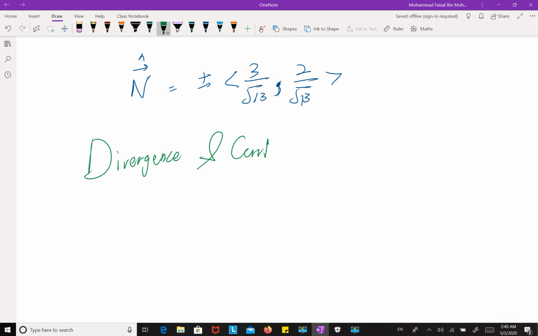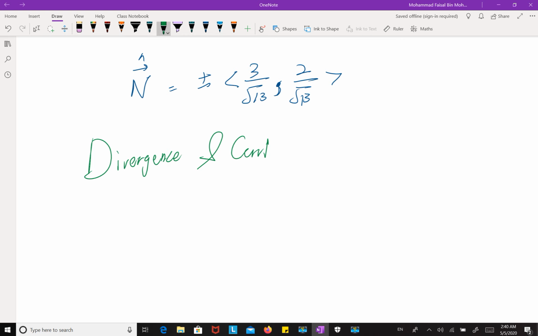So the divergence is an operator that measures the magnitude of a vector field's source or sink at a given point. The divergence of a vector field is a scalar field that tells us, at each point, the extent to which the field diverges from a point. The divergence of a vector field is a scalar.